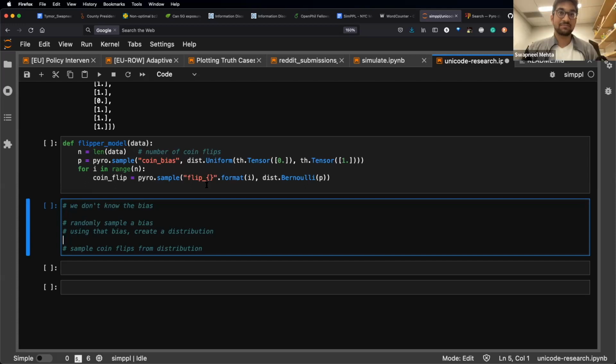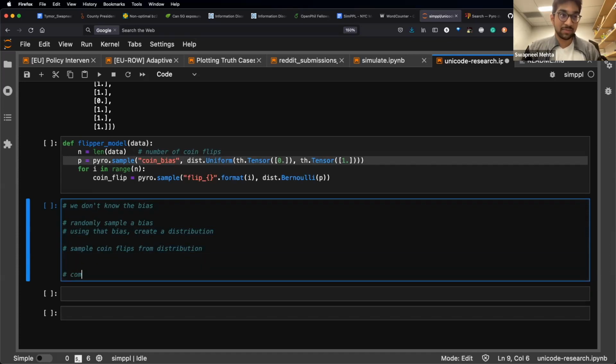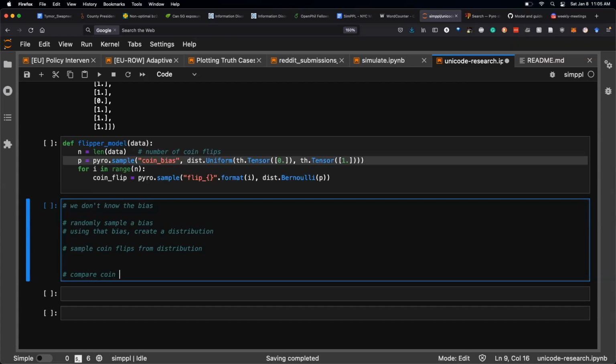Yeah. Exactly. So now that we have defined a process where we randomly sample a bias, using that bias create a distribution, sample coin flips from that distribution. Now the last thing to do is compare coin flips.